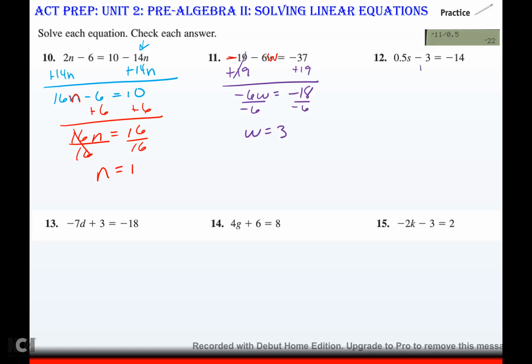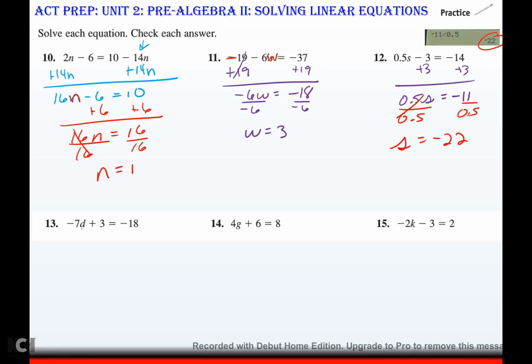On this one, I'm going to add 3. Add 3. I get 0.5s equals negative 11. To get s alone, I'm going to divide by 0.5. And s equals negative 22.